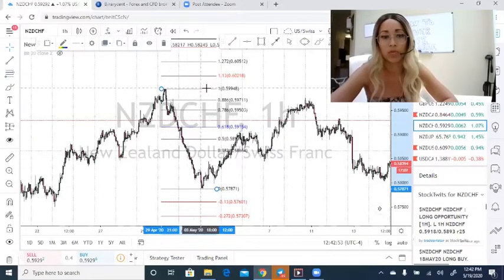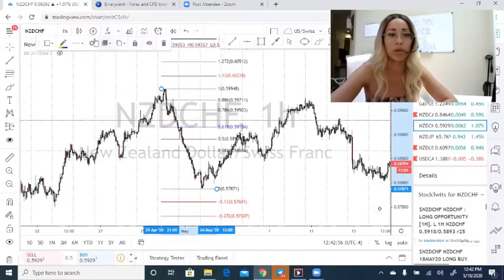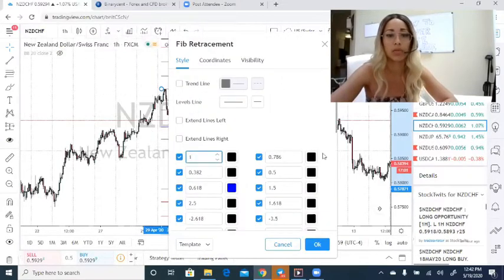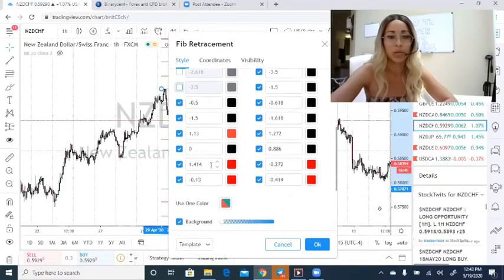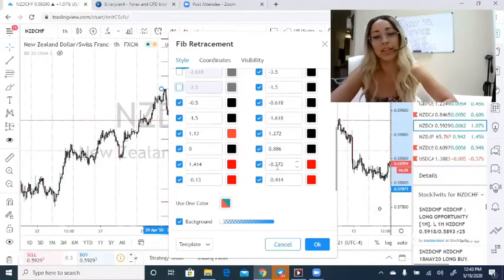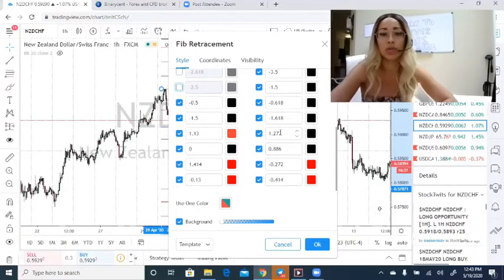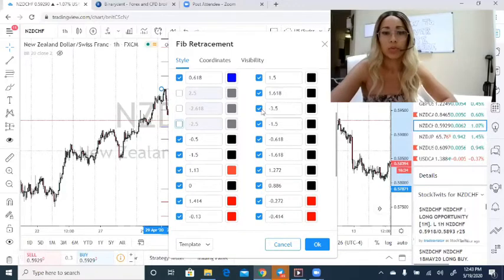The way you read the Fibonacci, as a matter of fact, let me open up the settings so that if you want it to match yours, these are the most important. Let me take off this 2.6 because those are irrelevant right now. We don't really need those. But these: 100, 38.2, 618, 1.13, possibly the 100, 114, negative 13, negative 414, negative 272, 886, 1272. These ones right here are the most significant and important ones. So keep those.